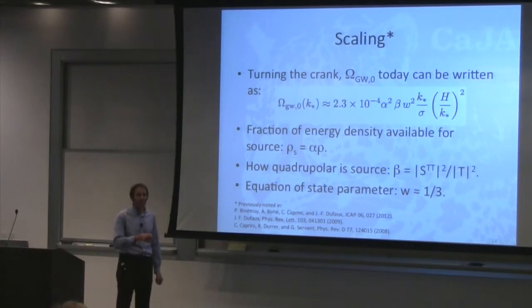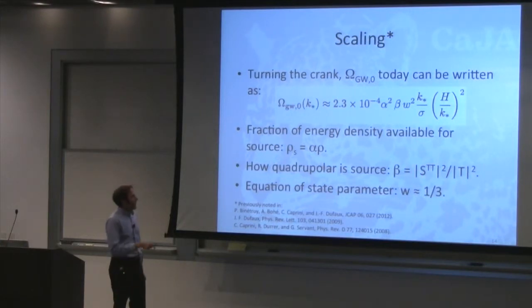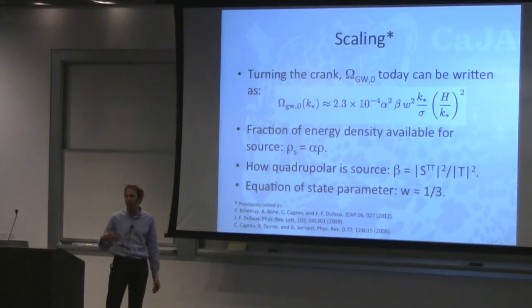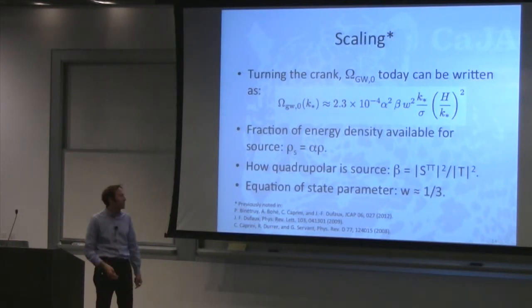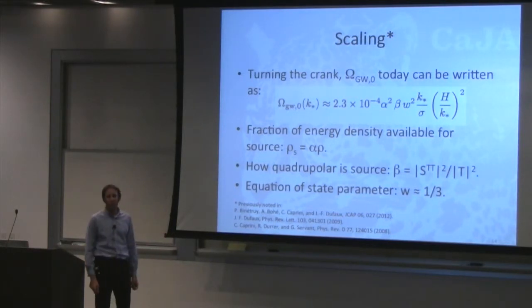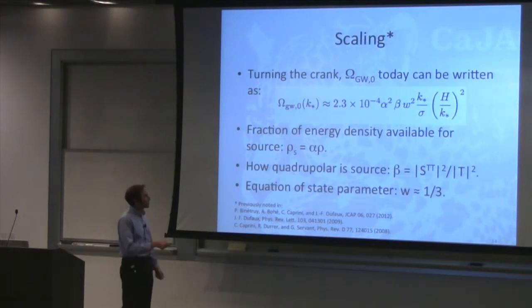The next variable we have is beta. Beta is the ratio of the square of this anisotropic stress tensor to the stress-energy tensor squared. And this is a measure of basically gravitational wave emission efficiency. How effective is your source at emitting quadrupolar radiation? Beta equals 0 means that it's a lousy emitter. Beta equals 1 means it's a very efficient emitter. Finally, we're going to assume an equation of state parameter of 1/3, which is pretty standard cosmology.